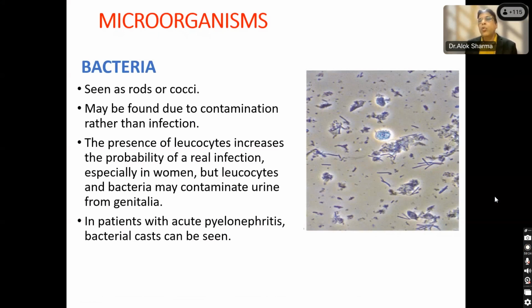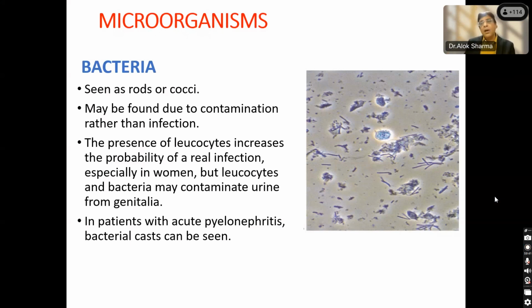But if you have too many colonies and fewer cells, then you might start thinking in terms of contamination. So this is how you see each case on its own merit. You don't just directly go, oh, there are a lot of colonies, this patient is having UTI. It may not be the case, right?